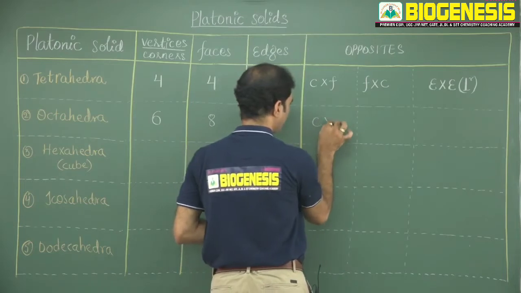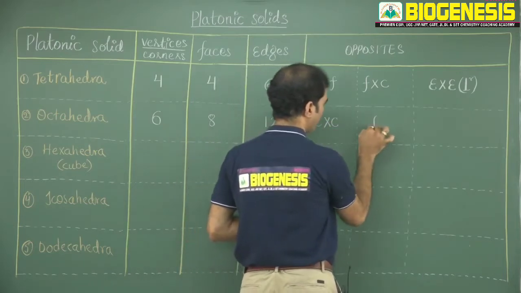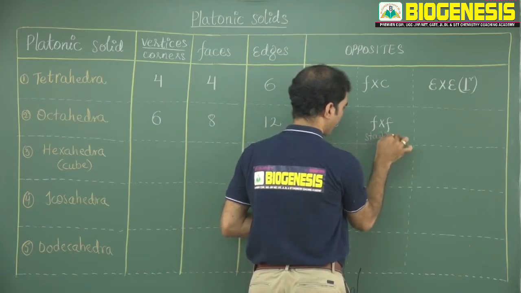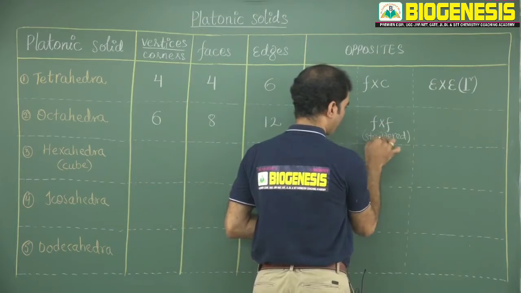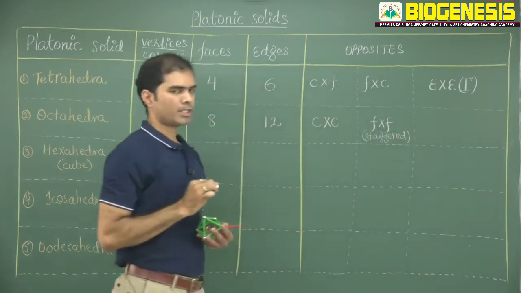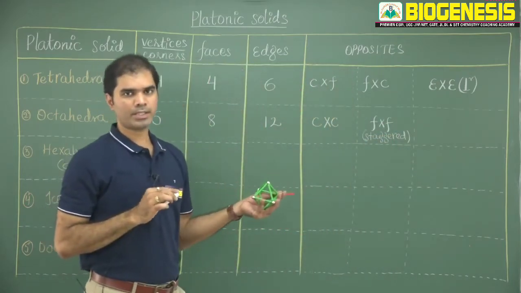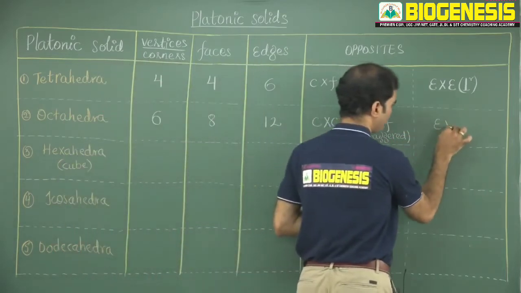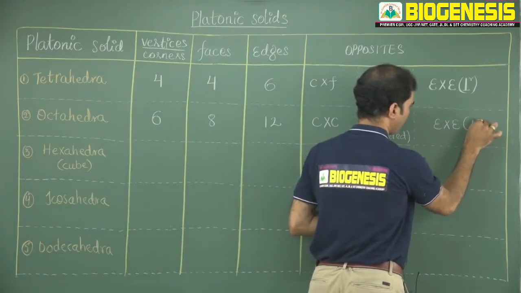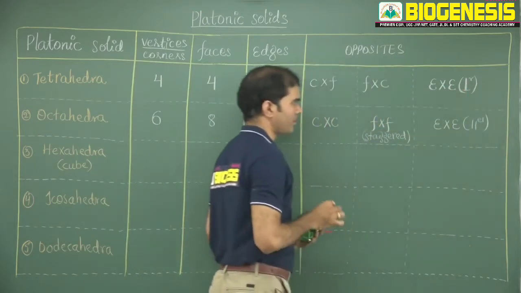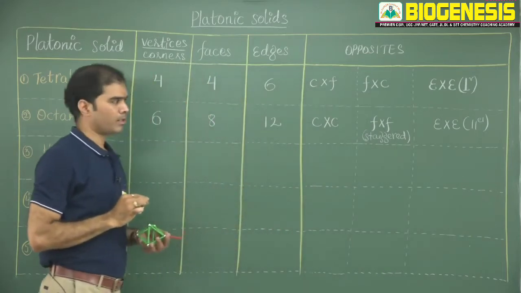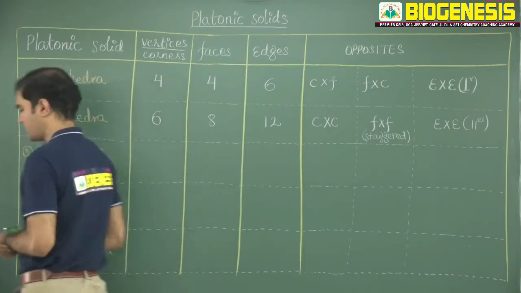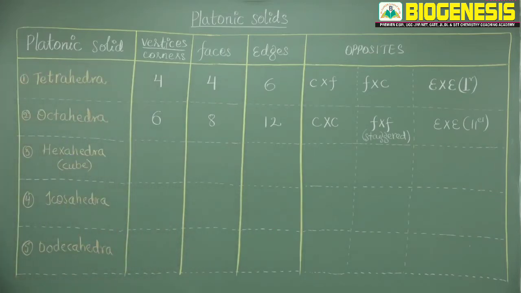For a corner, opposite is a corner. For a face, opposite is a face, but it is a staggered face. This is also important because whenever I say staggered, when there is a C3 rotational axis, there will also be S6 in it. For an edge, opposite is an edge, which is a parallel edge. It is not perpendicular as we found in tetrahedra, but it is parallel. Octahedra is also completed. Let's come to the conjugate of octahedra, which is hexahedra.